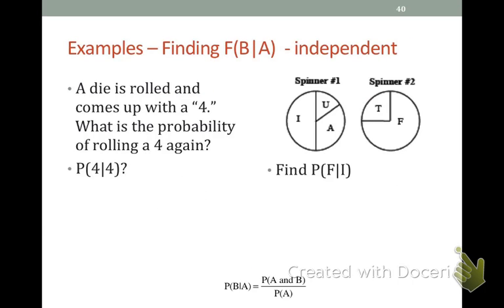All right, so we're going to look at a problem that we've looked at before, but from this conditional probability perspective, with the nomenclature that you might not have thought about. Here's a scenario. A die is rolled, and it comes up with a 4. What's the probability of rolling a 4 again? What does your intuition say? 1/6, right? Because it doesn't change. So what we're going to ask is, what's the probability of rolling a 4 given that we've already rolled a 4?